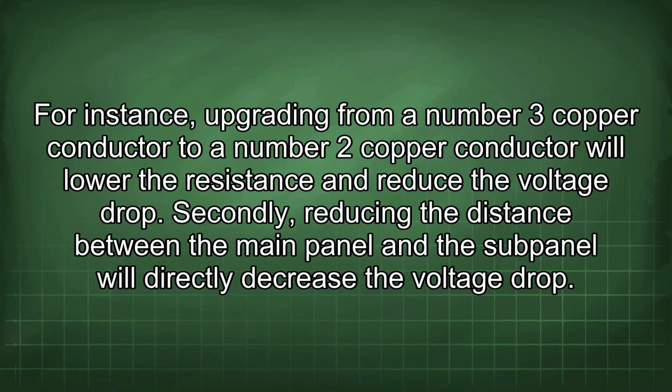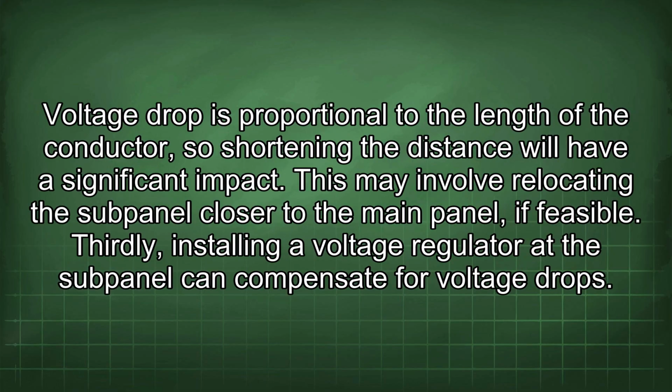reduce the voltage drop. Secondly, reducing the distance between the main panel and the subpanel will directly decrease the voltage drop. Voltage drop is proportional to the length of the conductor, so shortening the distance will have a significant impact. This may involve relocating the subpanel closer to the main panel, if feasible.